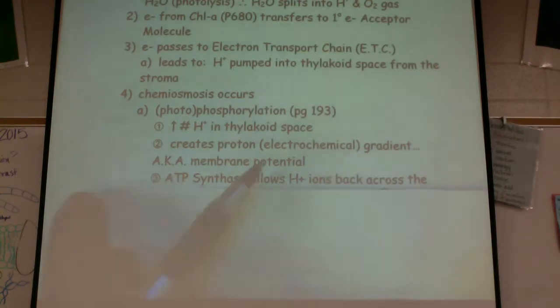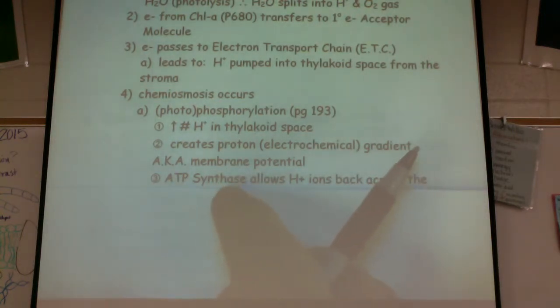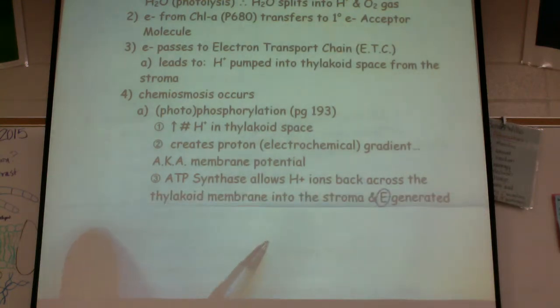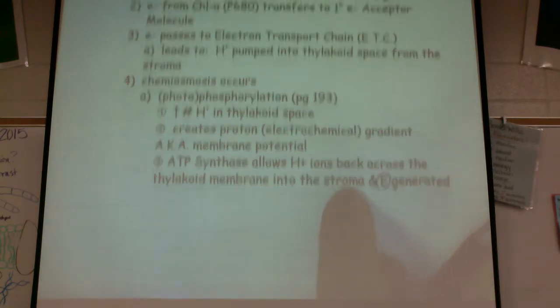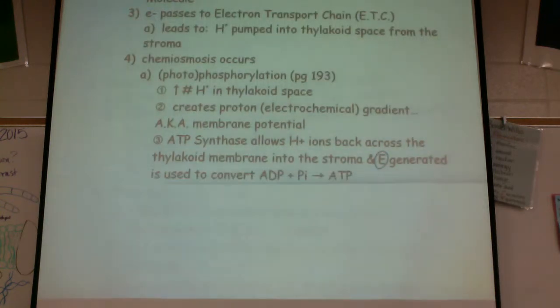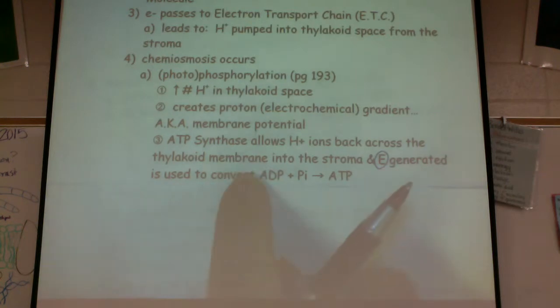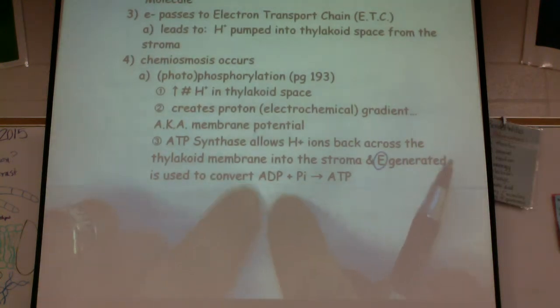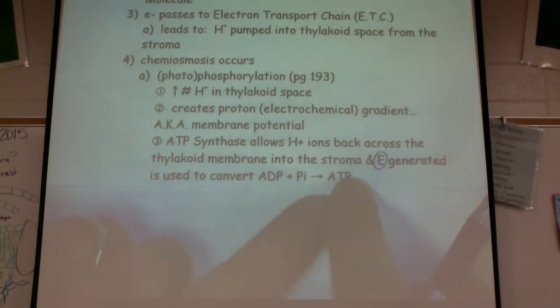So you have, just like in aerobic cellular respiration, ATP synthase allowing those hydrogen ions back across the membrane down their electrochemical concentration gradient. And when that happens and it goes back out through the membrane and into the stroma, energy is generated that helps convert the process of gluing together ADP and a phosphate to make ATP.